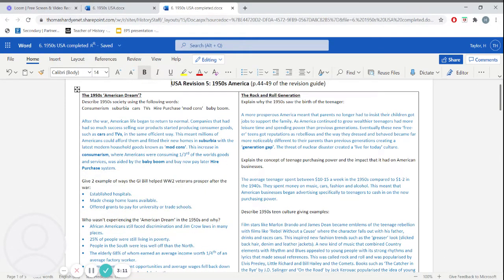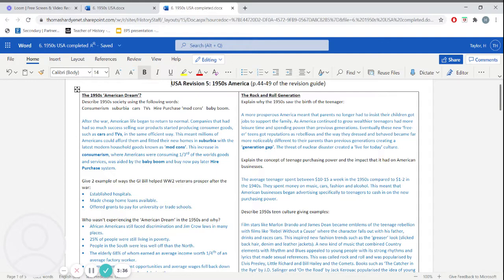So this is one of the big factors of this period of history, a new emergence of this idea of the American dream. So the first question asks you to describe 1950s society using the following words. So what I've done is I've just written a paragraph describing American society, and you can see those keywords I've put in bold. So I'll read this out for you.